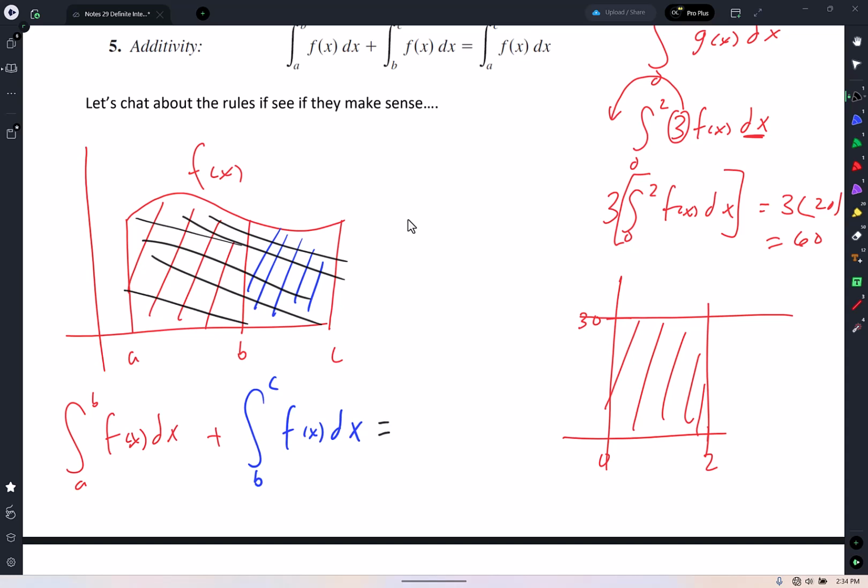Yeah. So I can say these two integrals added together are the same as the area under the curve from A all the way to C of f of x dx. See? And in a little bit, we're going to rewrite that, just like with algebra.